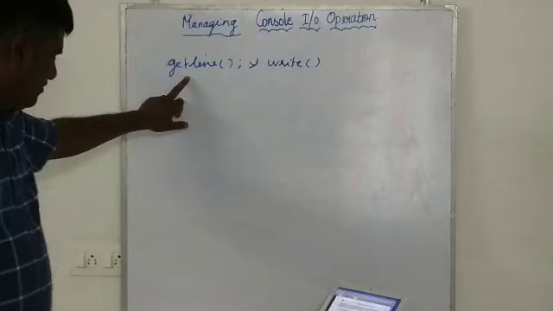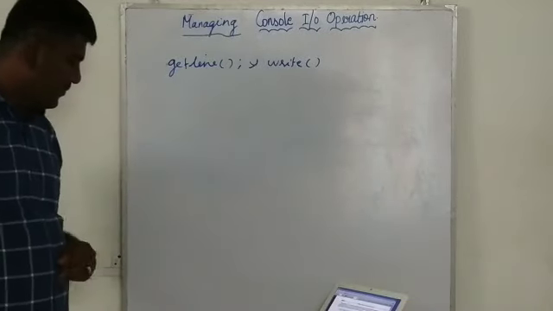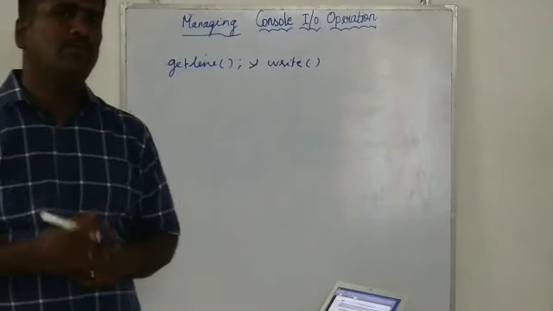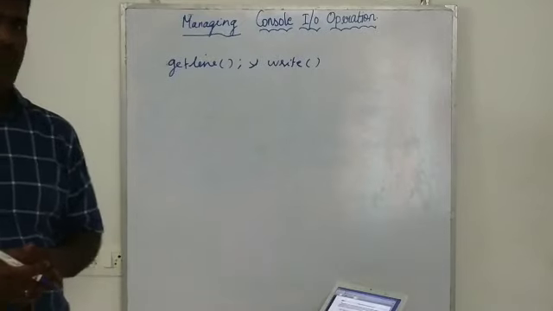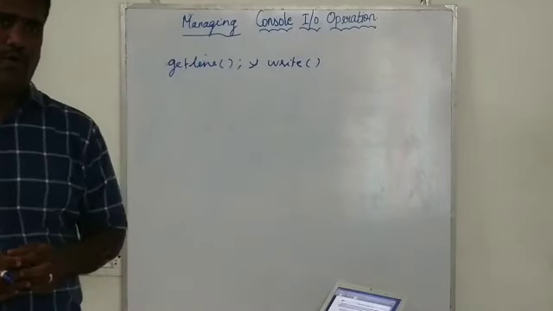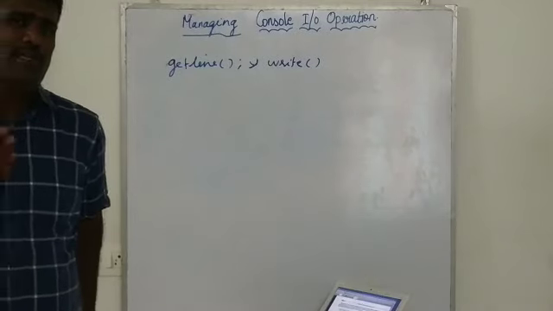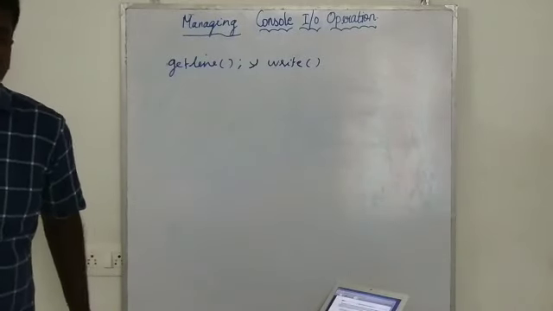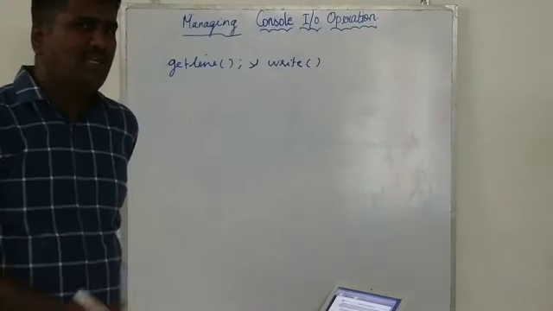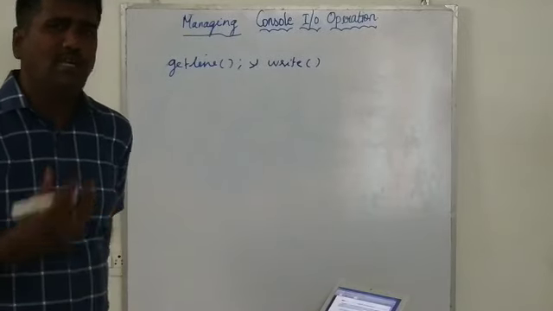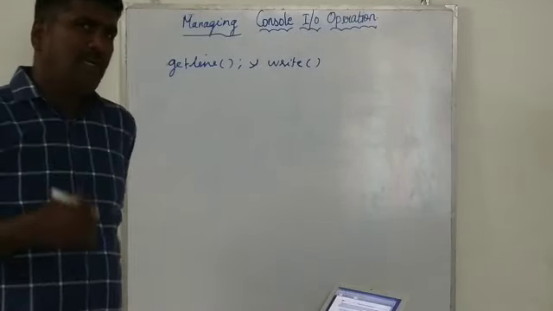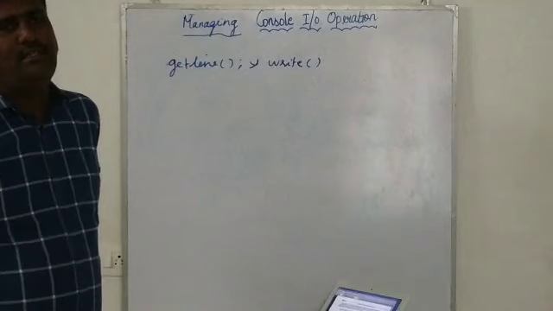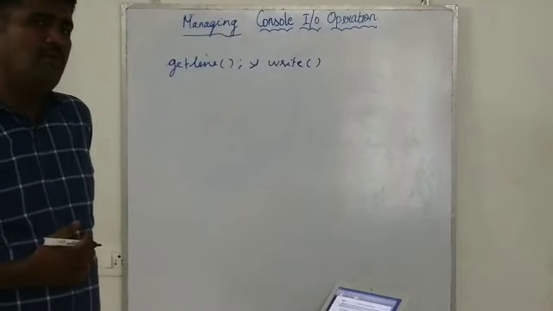The getline function is used to read a whole line from input devices like the keyboard. So if we want to read a whole line, we cannot do that using the get function. So for that purpose we are using getline. So getline is used to get a whole line from the keyboard. At the same time, the get function is getting a character by character from the keyboard.